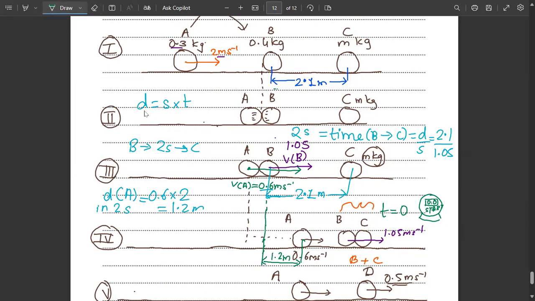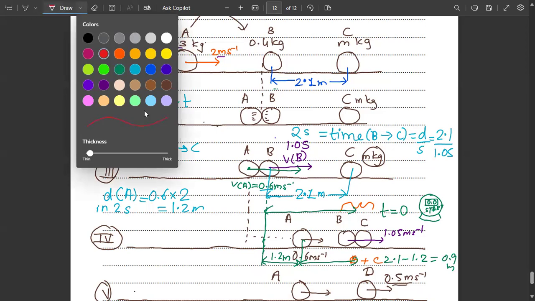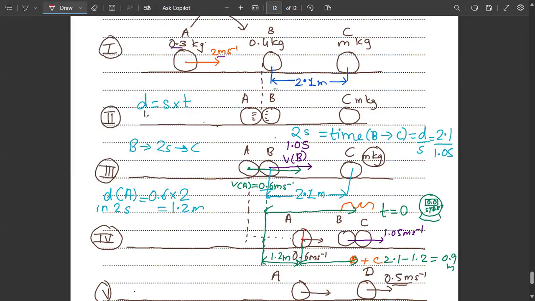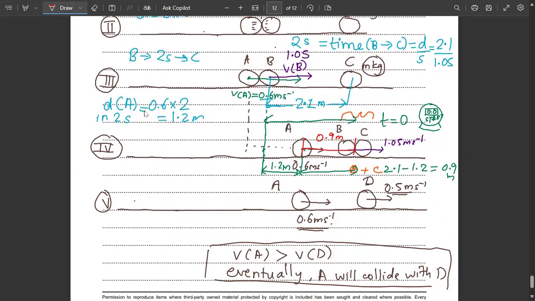So this entire will be 2.1 and this much is 1.2. So the remaining distance will be 2.1 minus 1.2, which is 0.9. So this distance right here from this point to this point is 0.9 meter.